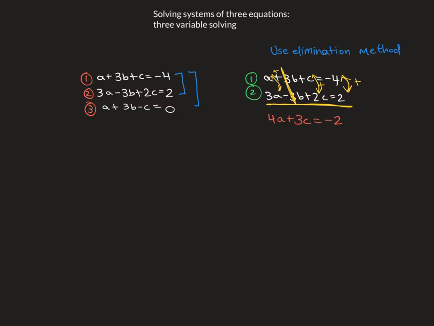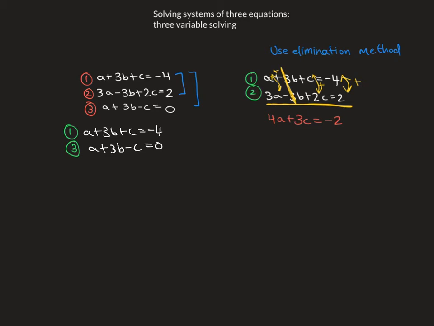Once we've used equations 1 and 2, we can move on to equations 1 and 3. So now let's write it down over here. We're using equation 1 and equation 3. So our equations for those are a plus 3b plus c equals minus 4, and then a plus 3b minus c equals 0. And then we solve it like we did last time. However, one problem that we have here is, as you can tell, we have two opposites, positive c and minus c. But we can't cancel those out because we have to cancel out the same exact variable that we canceled out in our first equation.